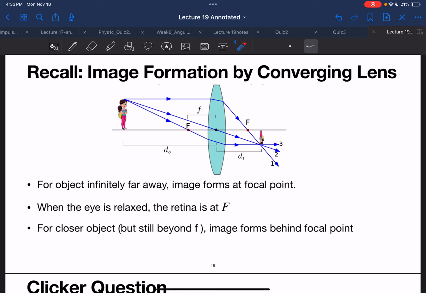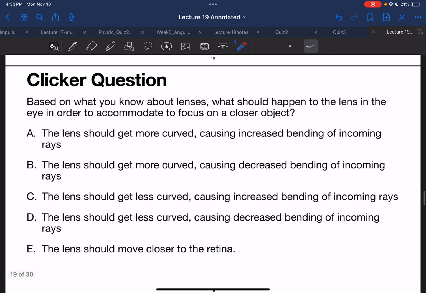For a converging lens, an object infinitely far away, so when an object is super far away, the image forms on the focal point. And when the eye is relaxed, the retina is at that focal point. Then when the objects come closer, the image forms behind the focal point. So when these objects come closer, the image might form out here. What does our eye need to do to that lens to move that image closer to the focal point? That's basically our first clicker question.